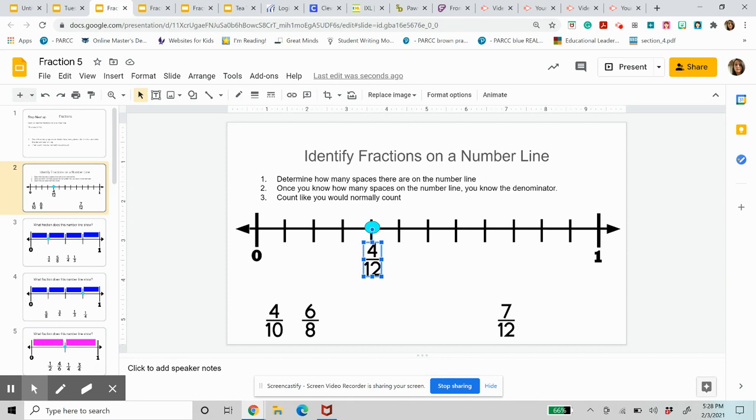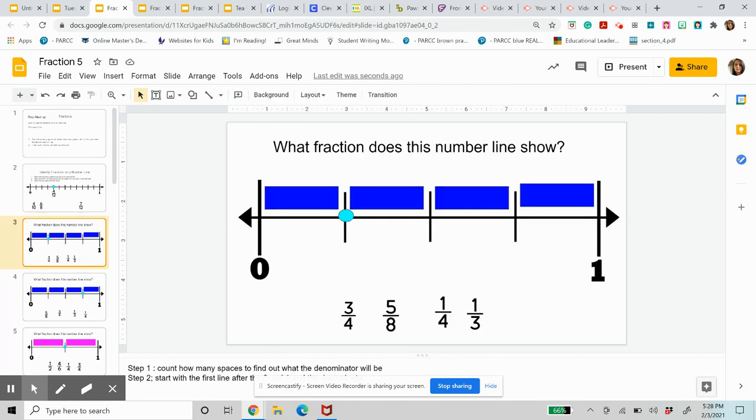Okay. So now we are being active learners. So I want you to have a piece of paper or your chalkboard or your whiteboard, so we can log down what your choices are and to see how you do, okay? So slide number 3, it says, what fraction does this number line show? So the first thing that we want to do is we want to count the spaces, remember, between the 0 and the 1, right? So that's going to help us figure out what the denominator is. So 1 space, 2, 3, 4. So this is in fourths, okay? Right? There's 4 pieces to make this whole number line.